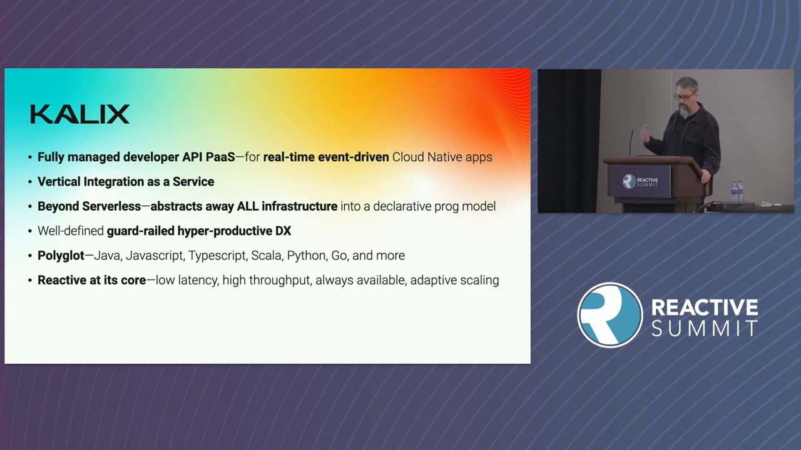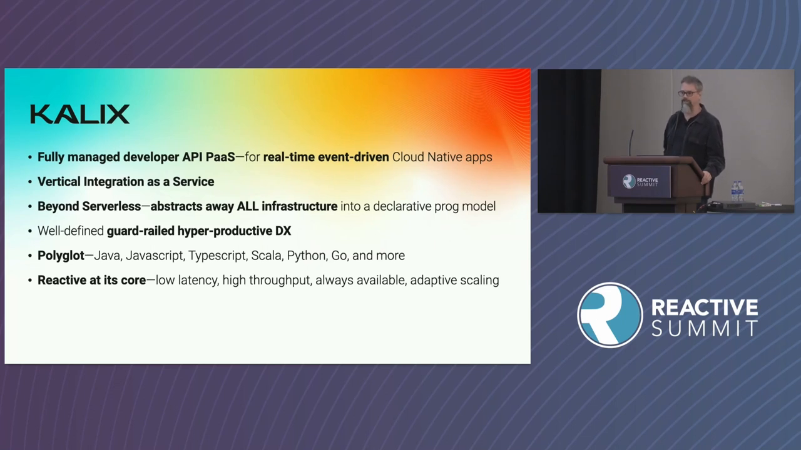It's fully polyglot, Java, JavaScript, TypeScript, etc. And it's of course reactive at its core. Akka is running underneath, doing all the heavy lifting, alongside Kubernetes, alongside databases that we all take for granted now in the cloud. But you never need to care or worry about that because that's all on the platform. I think Calyx is probably the first in this, but I really think this is the way we will build applications in the future.